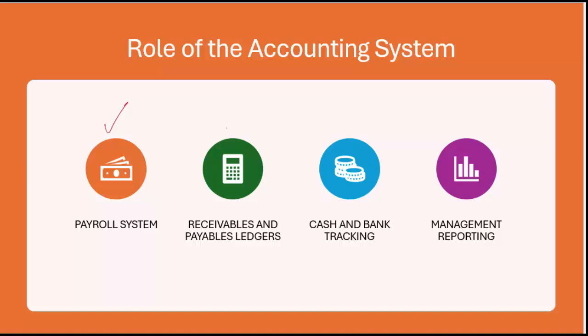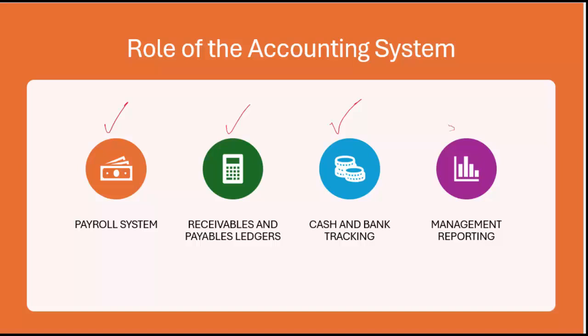2. Receivables and payables ledgers. The accounting system produces regular reports detailing who owes the company money, accounts receivable, and who the company owes money to, accounts payable. These reports help the company manage outstanding payments and obligations. 3. Cash and bank tracking. The system keeps track of the company's cash resources and bank accounts, ensuring that the company has sufficient funds available to cover expenses and payments.